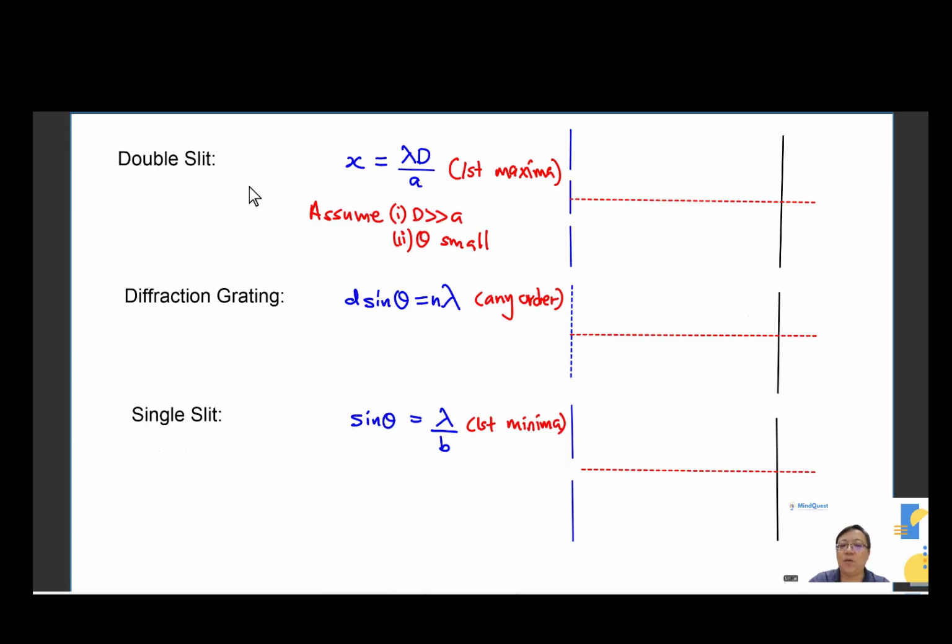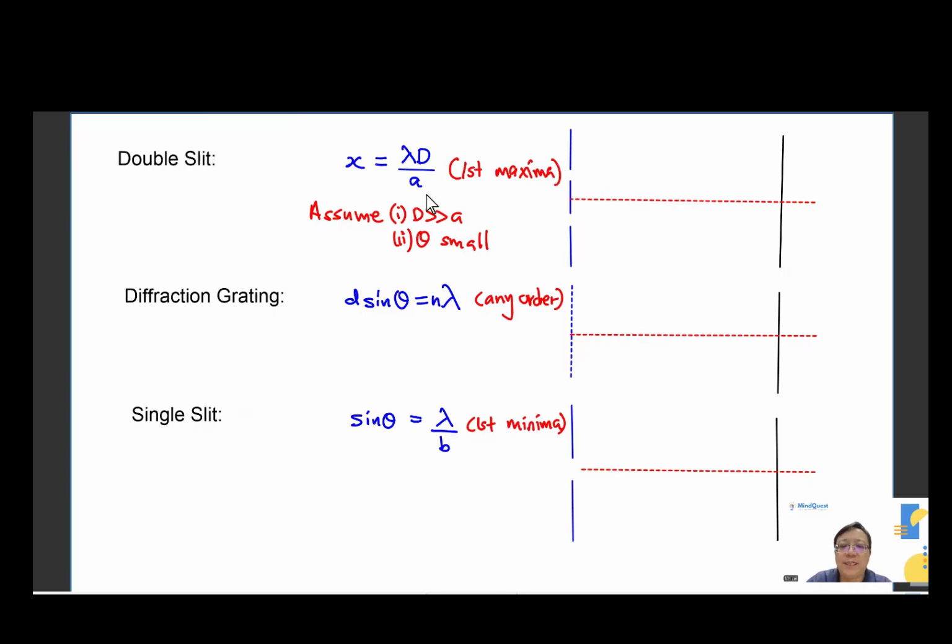x equals lambda D over a for double slit. This formula is only true for first maxima. It is not true for second maxima because the angle of diffraction must be small. What is the angle of diffraction? The angle of diffraction I'm talking about is this angle, from here to here. That's called the angle of diffraction.